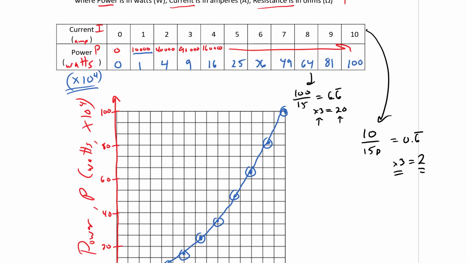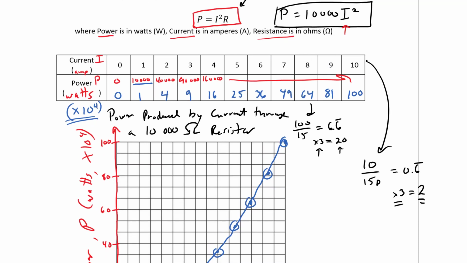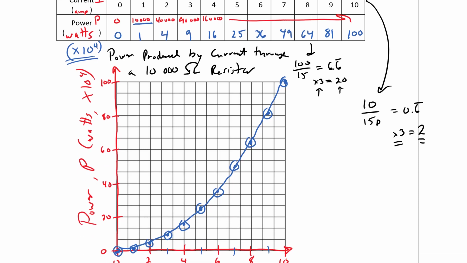Let's give it an appropriate title. Power produced by current through a 10,000 ohm resistor. So it gives us additional information. If I just wrote power versus current, it doesn't bring into play the fact that we're using a specific resistor. And by changing that resistor, it changes the graph completely.